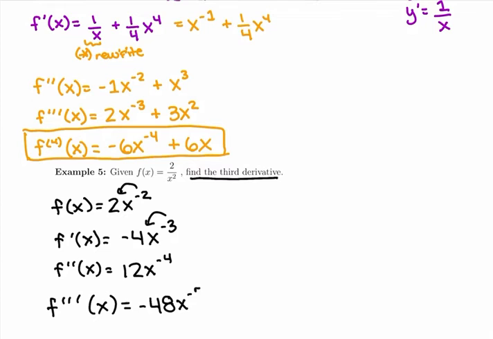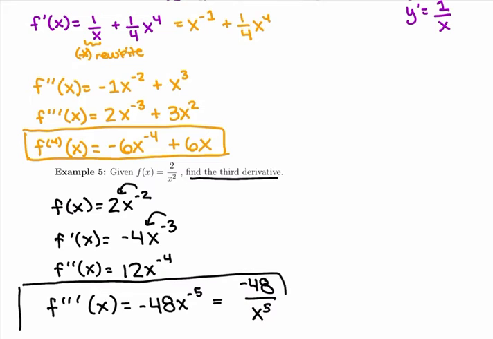X to the negative 5. The only other way that this could be written, because sometimes these are multiple choice, so just to show you the other way it could be written in case it's a multiple choice question, I could keep the negative 48 on top and put that x to the negative 5 in the denominator as positive where it belongs. So either answer is fine.